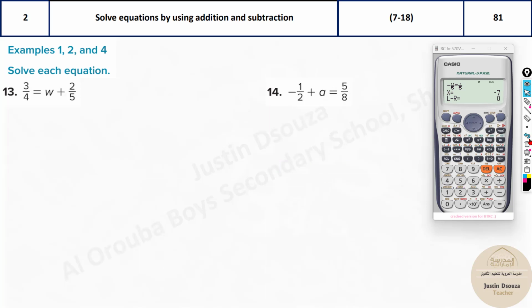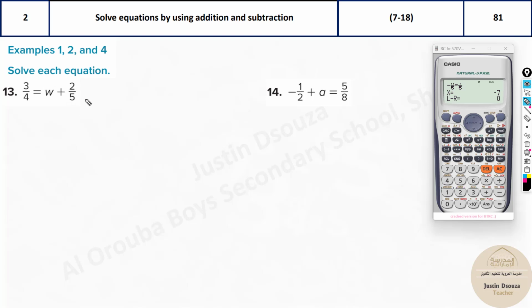Even over here, same thing, we have addition. Now what would you do if there is plus? Let's first solve it directly without the calculator. There are various ways to solve. In order to solve this, you want to solve for w. The easiest way would be to solve for w.